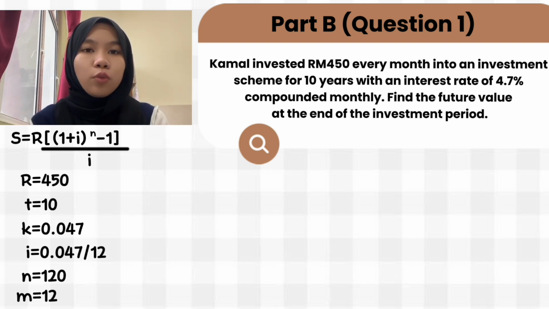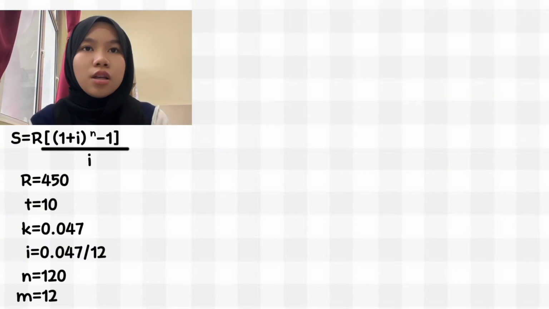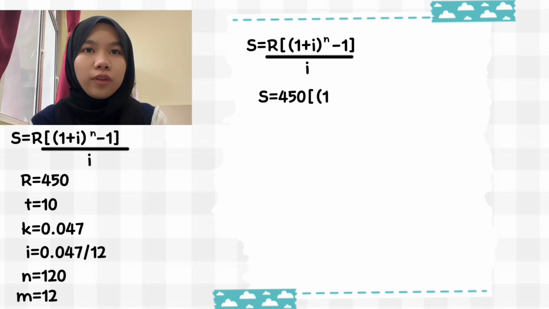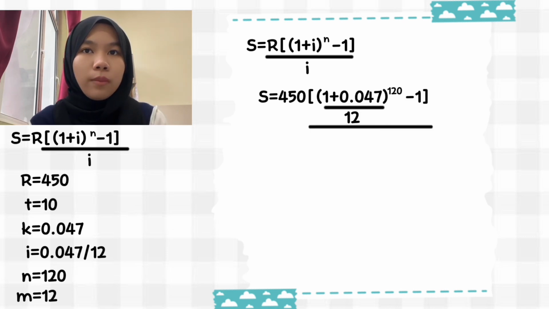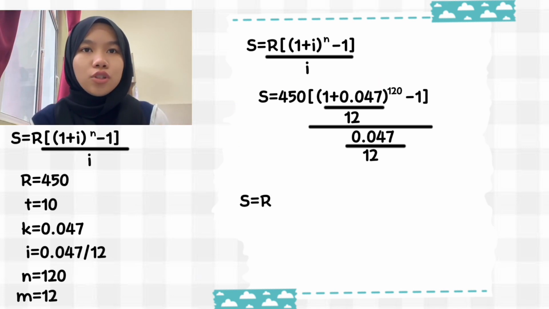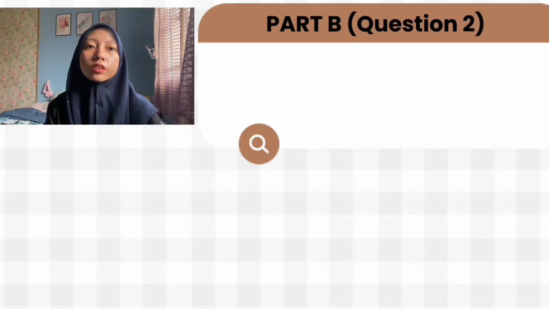The next step is we need to put our information in the formula. So we will use the formula S equals R in bracket 1 plus I to the power of N minus 1 over I. So S equals 450 in bracket 1 plus 0.047 over 12 to the power of 120 minus 1 over 0.047 over 12. So we need to set an equation and we will get the answer. So the answer is S, which is the future value, is RM 68,766.82.